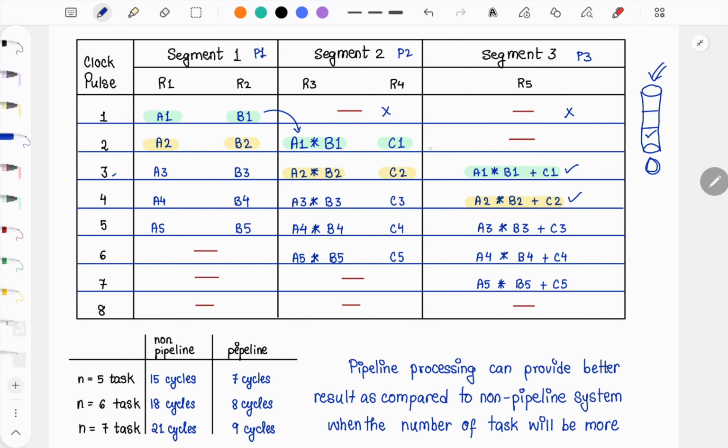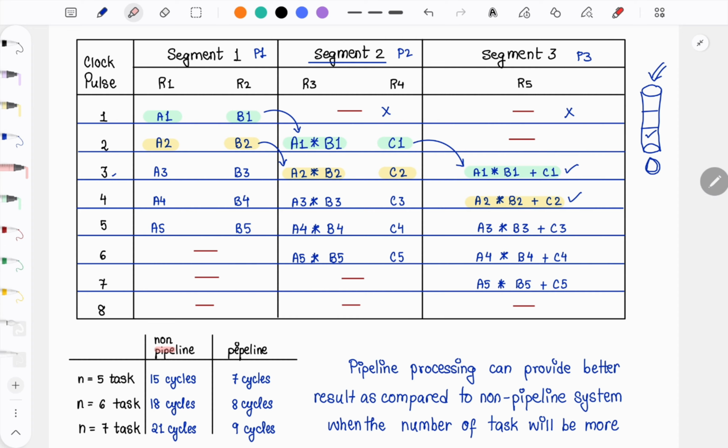In a similar way, when segment 2 or person 2 has completed his task, he will pass it on to person 3, who will do his job. At that time segment 2 will not sit idle, it will take on the data from segment 1 and they will perform the task. So in this manner we are able to save some time, and this is how pipelining helps us.